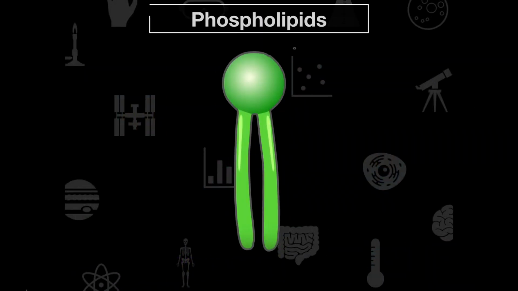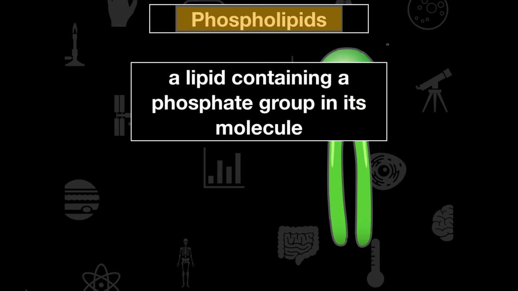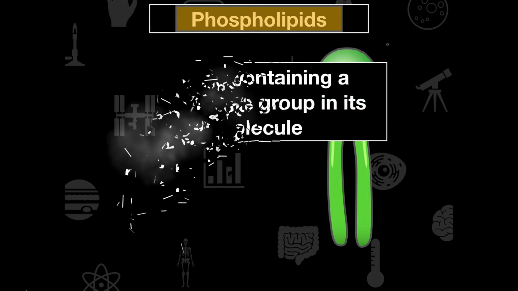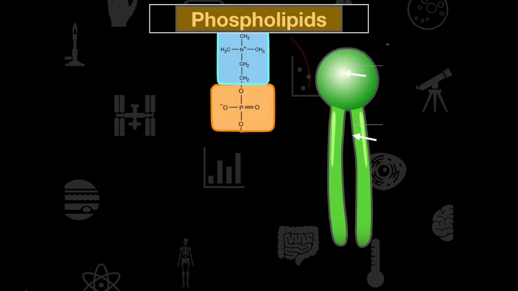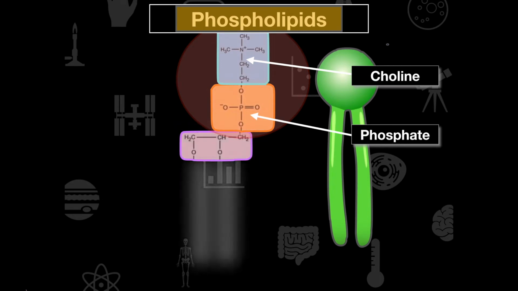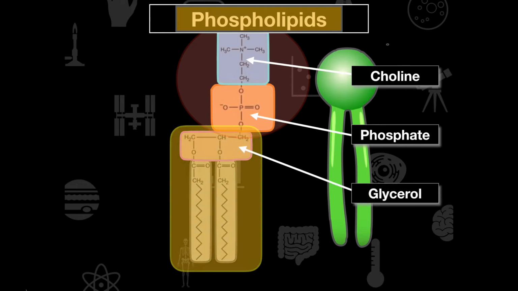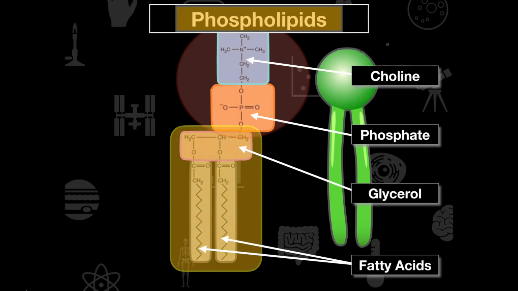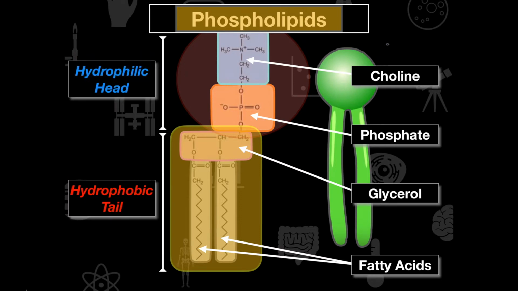So a phospholipid, remember, consists of a couple of different parts. It's a lipid containing a phosphate group in its molecule. And remember, it has a partial charge based on the polarity. We have a phosphate and choline head. We're then going to have our fatty acid tails attached to our glycerol here. And because of this, what we get are partial charges amongst the molecule. And we have a hydrophilic head and that hydrophobic tail. This is really important for us to understand transport through the cell membrane.